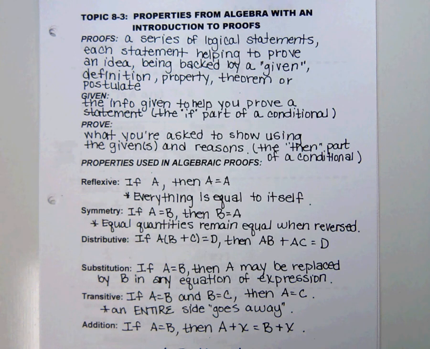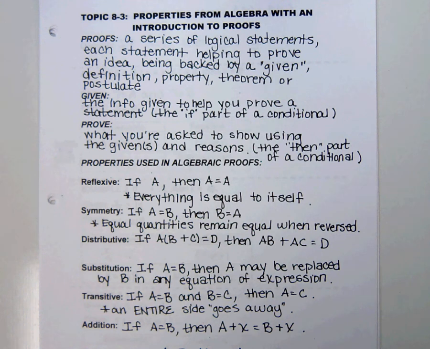And then let's look at some algebra properties. You may have seen these before, but we're going to use some of these when we work through our proofs. The first one's called the reflexive property. If A equals A, everything's equal to itself. You'll see a lot of that in geometry when two triangles may share a segment, and you'll call it reflexive.